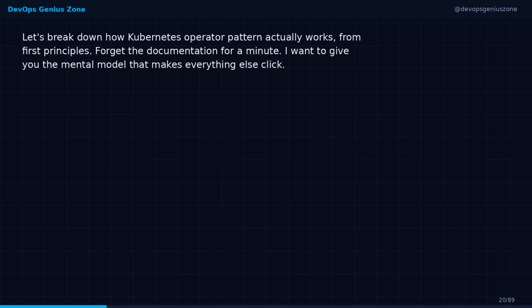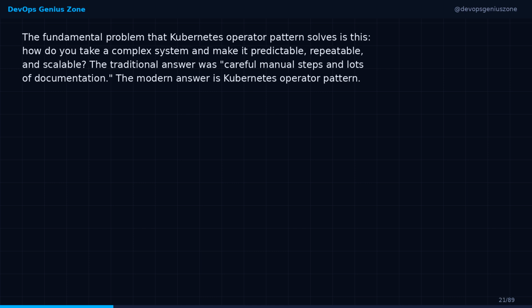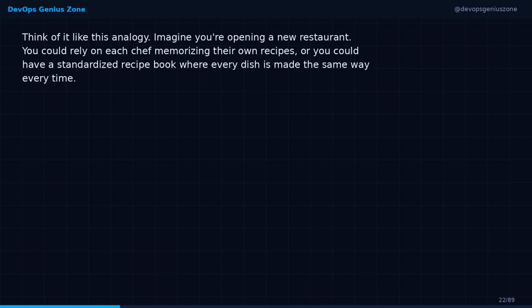Let's break down how Kubernetes operator pattern actually works, from first principles. Forget the documentation for a minute. I want to give you the mental model that makes everything else click. The fundamental problem that Kubernetes operator pattern solves is this: how do you take a complex system and make it predictable, repeatable, and scalable? The traditional answer was careful manual steps and lots of documentation. The modern answer is Kubernetes operator pattern.